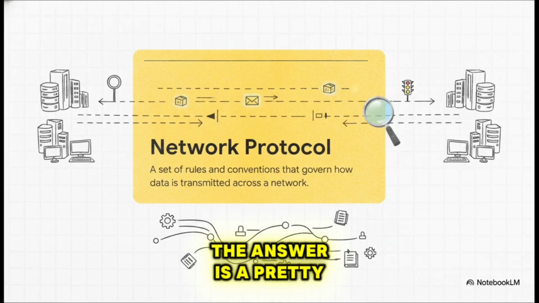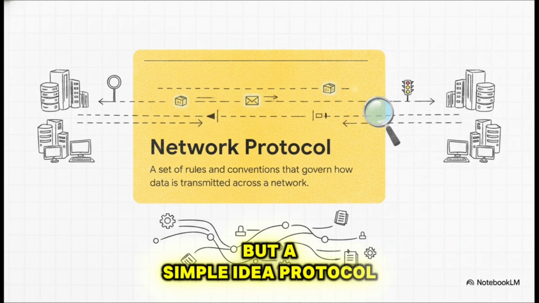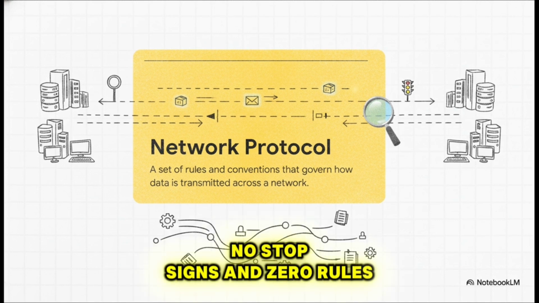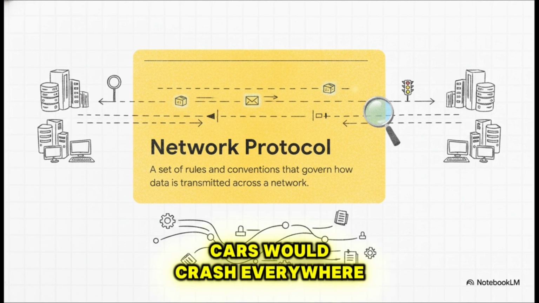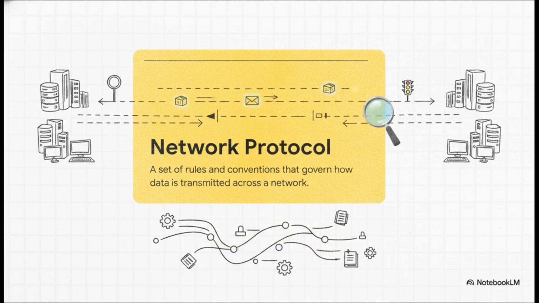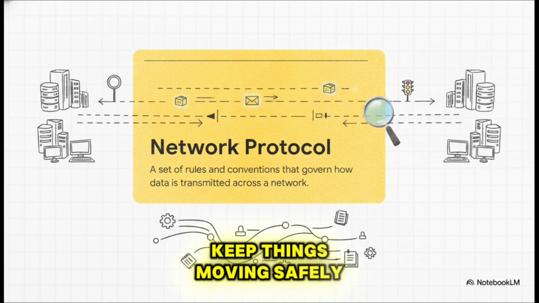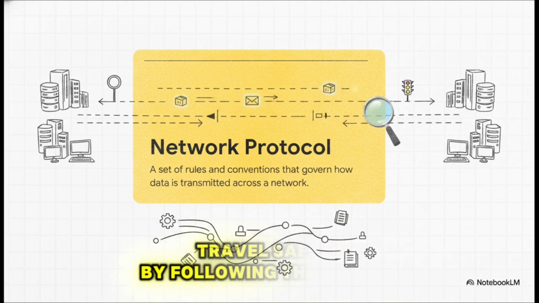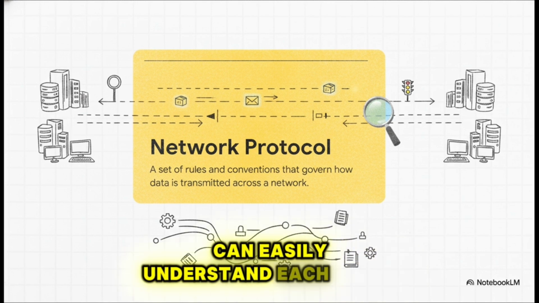The answer is a pretty big word, but a simple idea: protocol. Now, protocol just means rules. Imagine a real city for a second. If there were no traffic lights, no stop signs, and zero rules, cars would crash everywhere. It would be a complete mess. A city needs rules to keep things moving safely. In our digital city, protocols are those rules. They're like the special jobs that help data, like your photos and favorite games, travel safely. By following these rules, all different types of computers can easily understand each other.